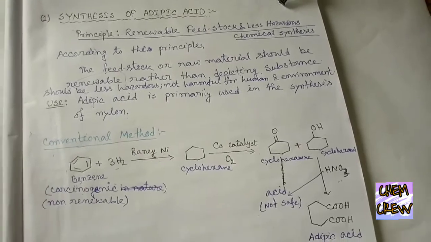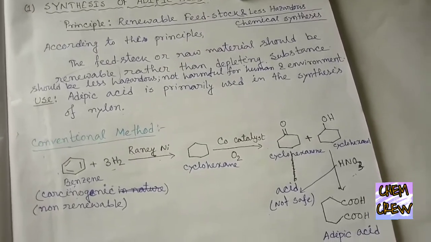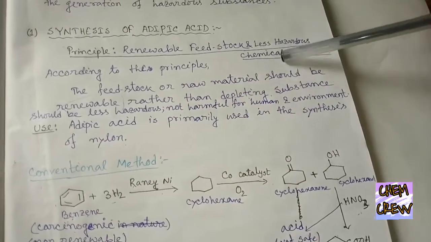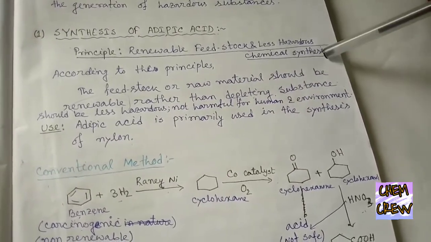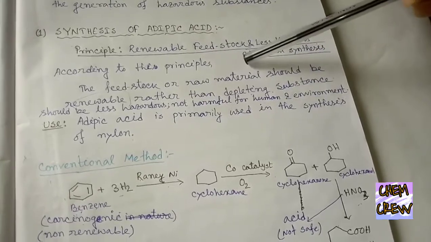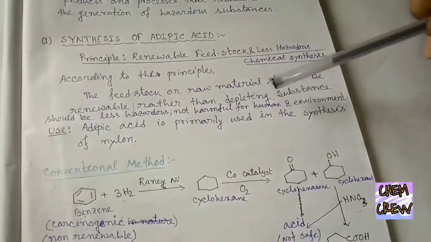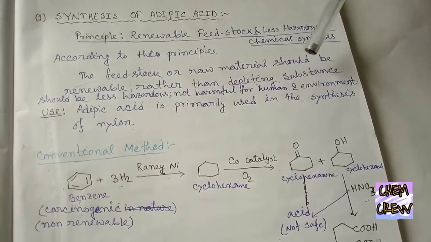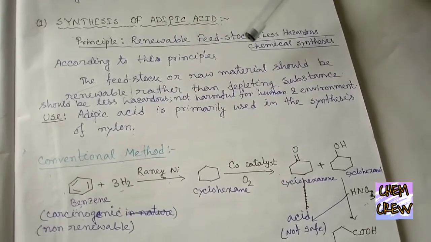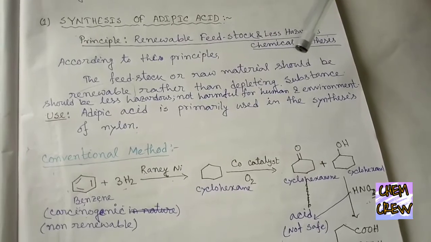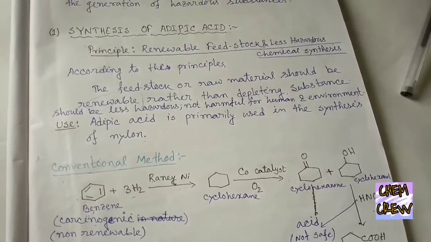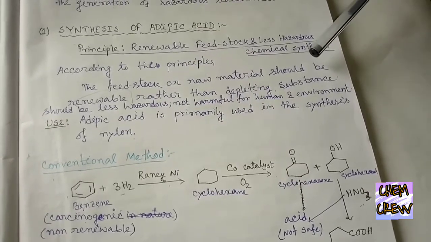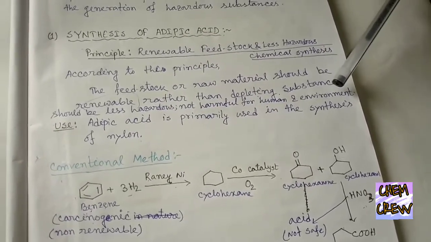Now come to the first application, synthesis of adipic acid. It is under the principle renewable feedstock and less hazardous chemical synthesis. According to this principle, the feedstock or raw material should be renewable rather than depleting. Substance should be less hazardous, not harmful for human health and environment. Uses of adipic acid: adipic acid is primarily used in the synthesis of nylon.